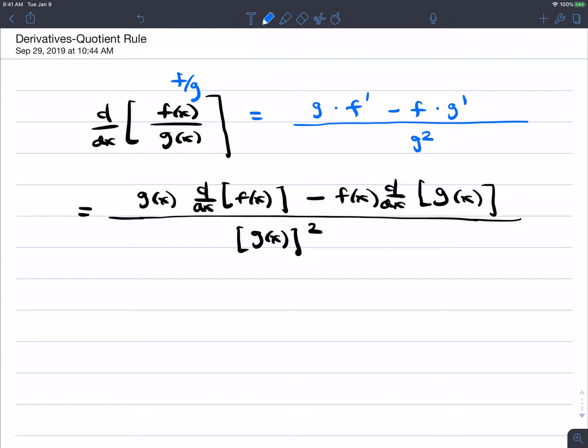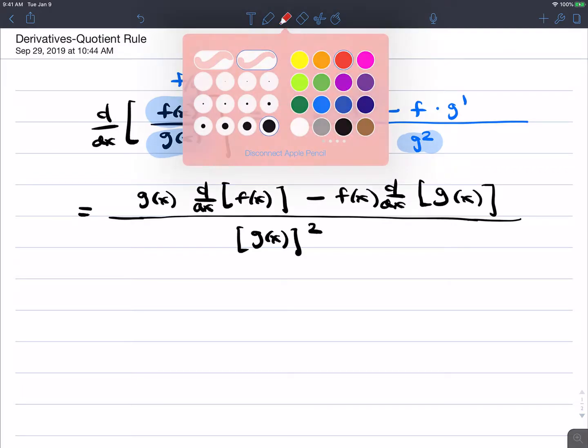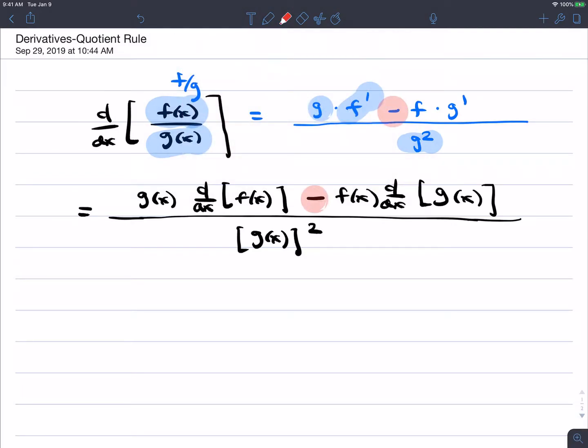So keep in mind, you have a couple of things happening here. F is the numerator function. G is the denominator function. You're going to have to keep track of the numerator and the denominator when you use the quotient rule. And it starts by taking the denominator squared times that denominator multiplied by the derivative of the numerator. And don't forget, it is always subtraction here. Subtraction.